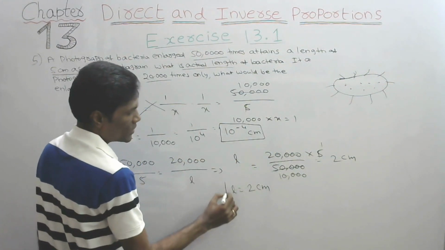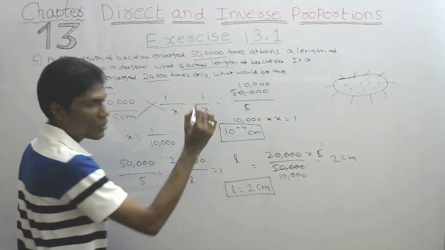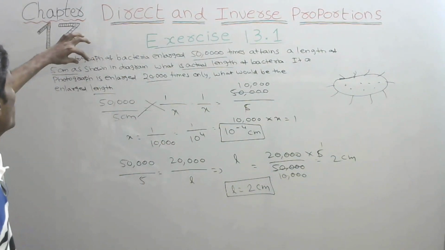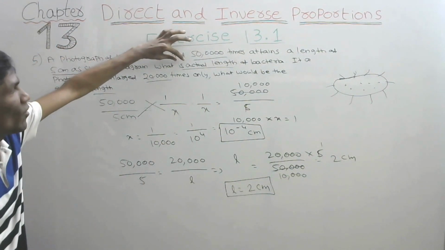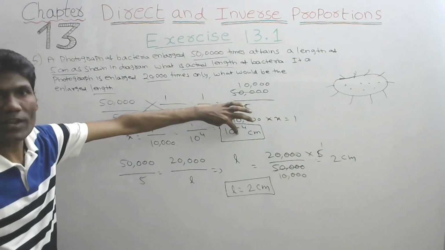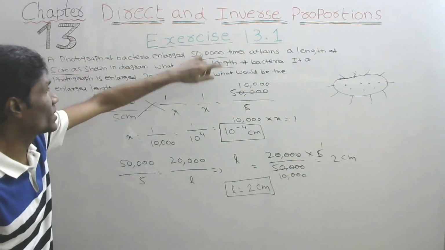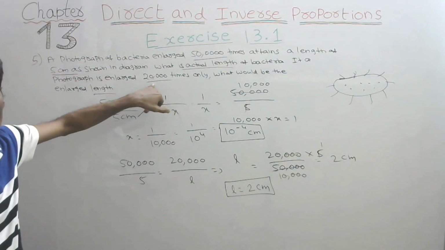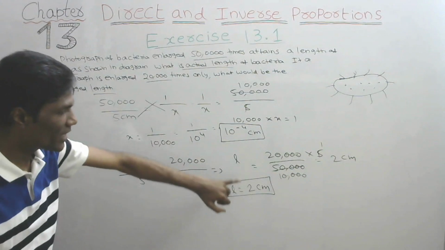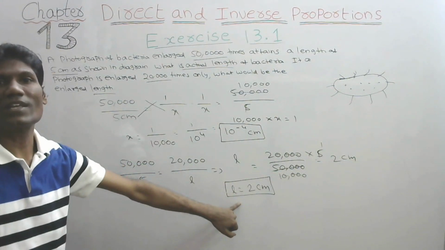So 10 to the power of minus 4, and L equal to 2 centimeters. That is, when the actual size is 10 to the power of minus 4 centimeters, and when it is enlarged 20,000 times, then its size will be 2 centimeters.